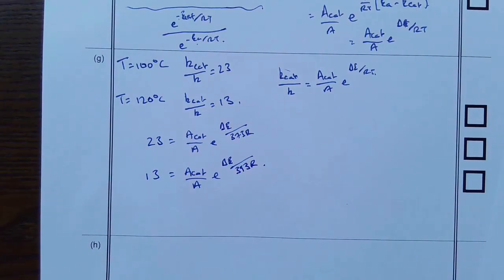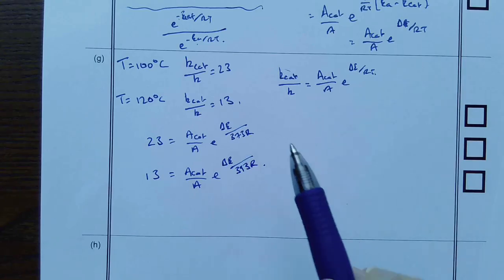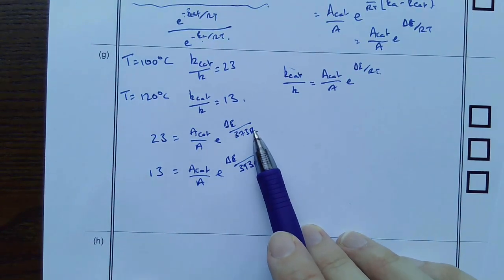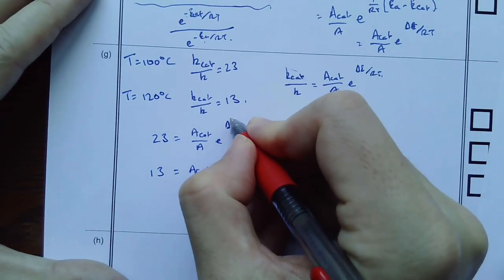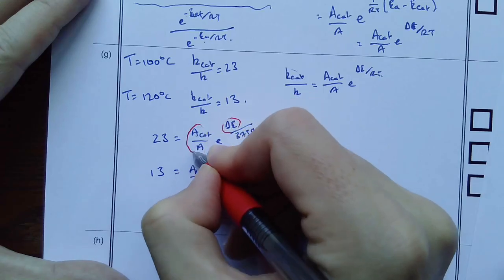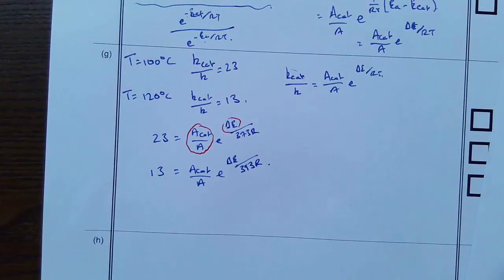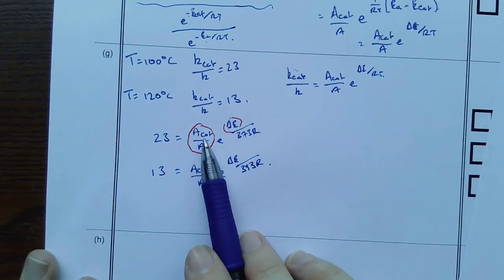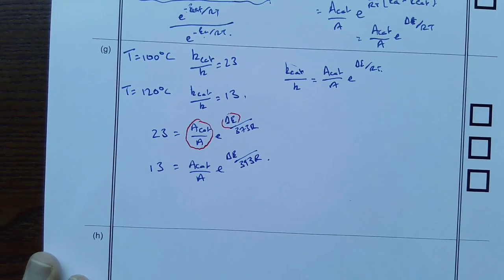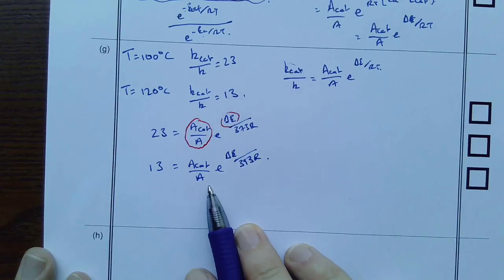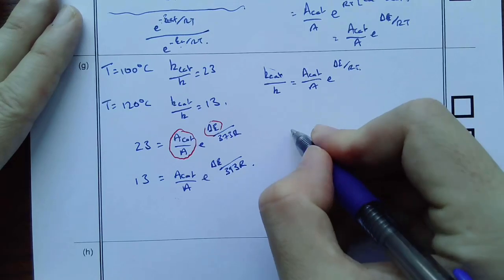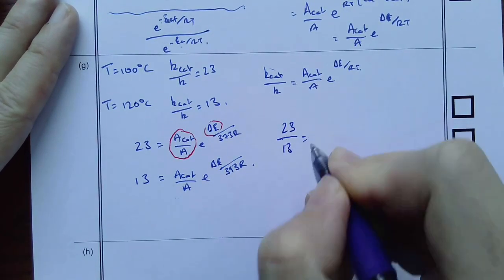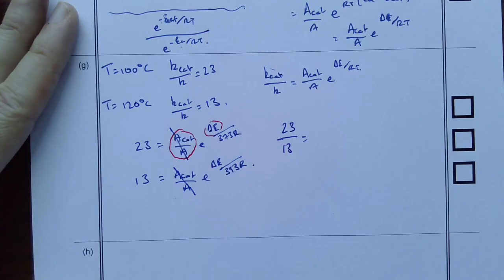393R. The reason I've done this is because R is definitely a constant, so I can ignore that. But now I can see my two unknowns in these simultaneous equations: delta E and this fraction here. So all I need to do is eliminate this, because I know that it doesn't change. If I do this top equation divided by this bottom equation, 23 divided by 13, that is going to cancel to 1 because that number doesn't change between the two temperatures.